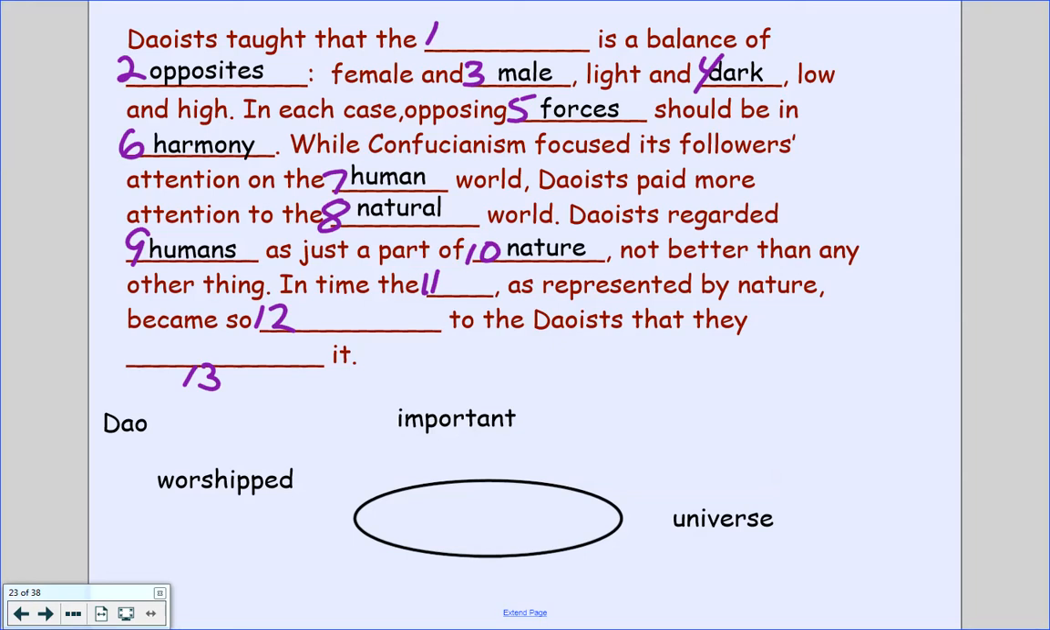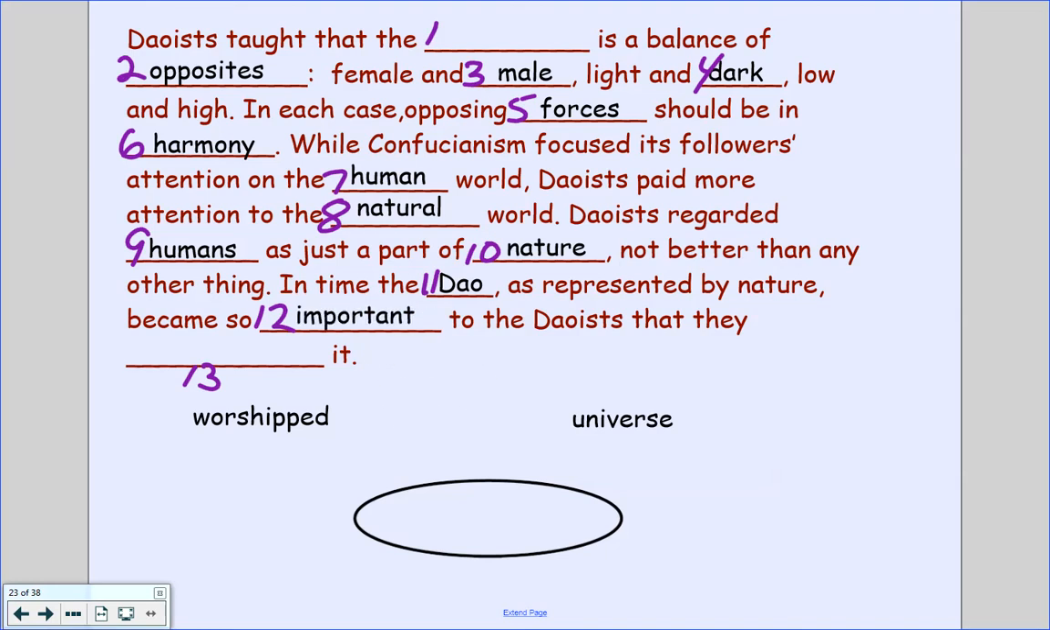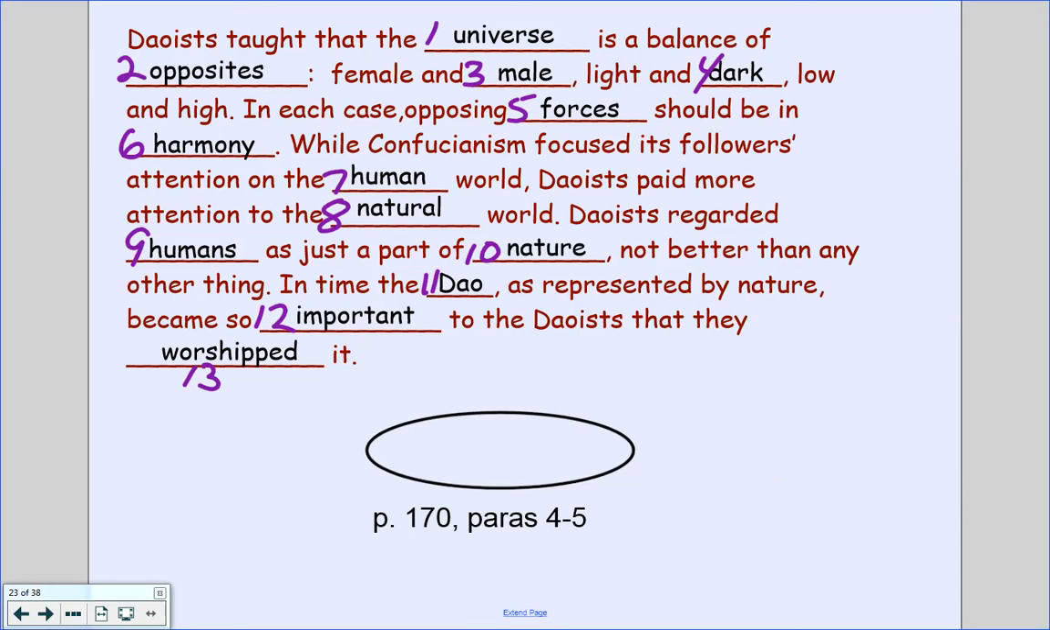In time, the blank, as represented by nature, so what's represented by nature? The Tao. As represented by nature, became so, look what we have left, worshipped, important, and universe. What belongs in number 12? Important. To the Taoists, that they worshipped it. Now we have number 1 left, and the only word left fits. The universe is a balance of opposites. Okay, if you got totally confused on that, check it with paragraph 4 and 5 on page 170.